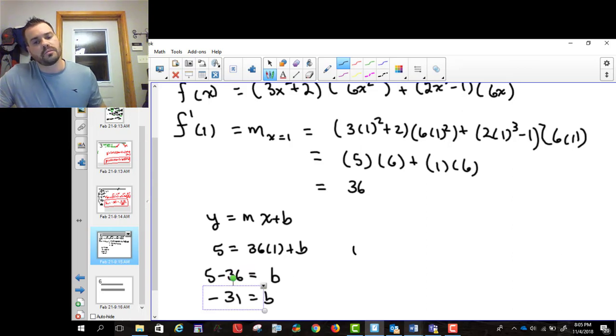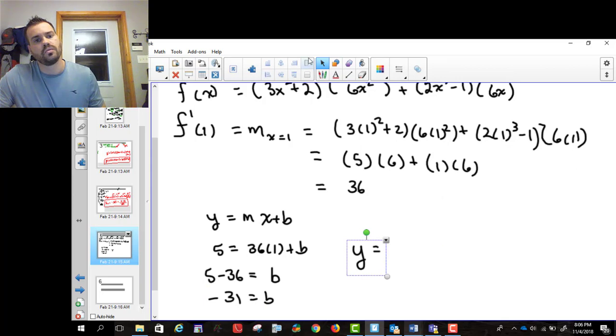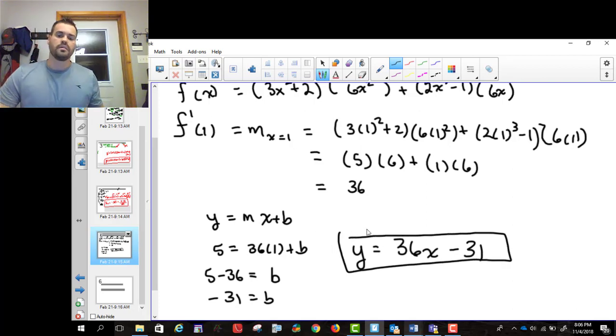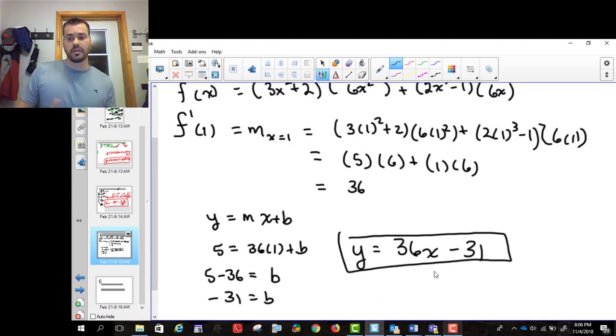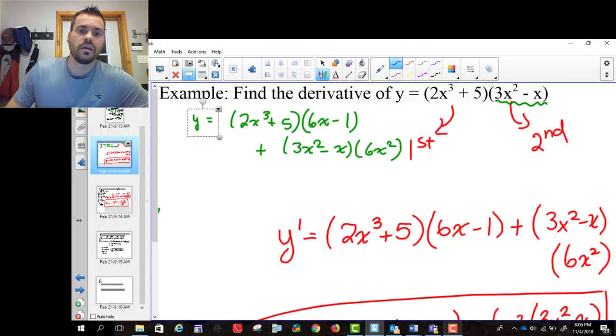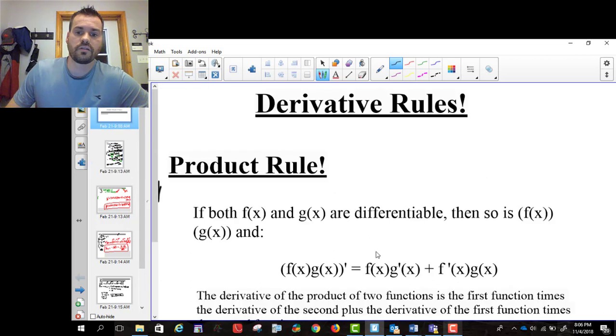So my equation becomes y is equal to 36x minus 31. Computer's going trippy here. There we go. So that's the equation of the tangent line. All right. So that's the product rule. And I'm going to leave it there because the time is almost up on the video, the length that I can make. But we'll just practice some more of that in class. But the premise of it is take f g prime plus f prime g.